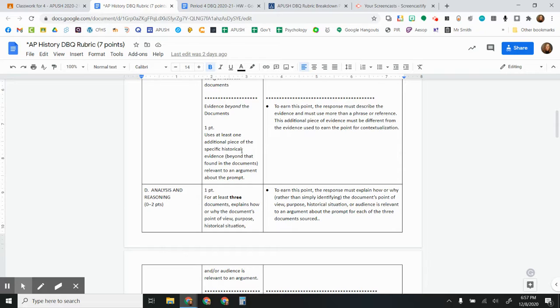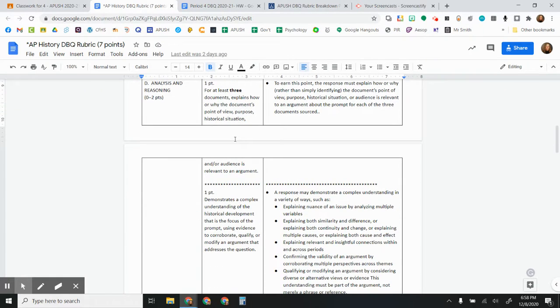The third point is evidence beyond the documents, and this can't be used as a point for anything else. So you can't have something in your contextualization and say, well, look, I have outside evidence there. It has to stand for either your contextualization or your outside evidence. It can't be both. So to earn this point, you have to use at least 1 additional piece of specific historical evidence, something that is not mentioned anywhere in any of the 7 documents. It also needs to be relevant to your argument, and even better, it needs to advance your argument and exist there for the goal of proving your argument.